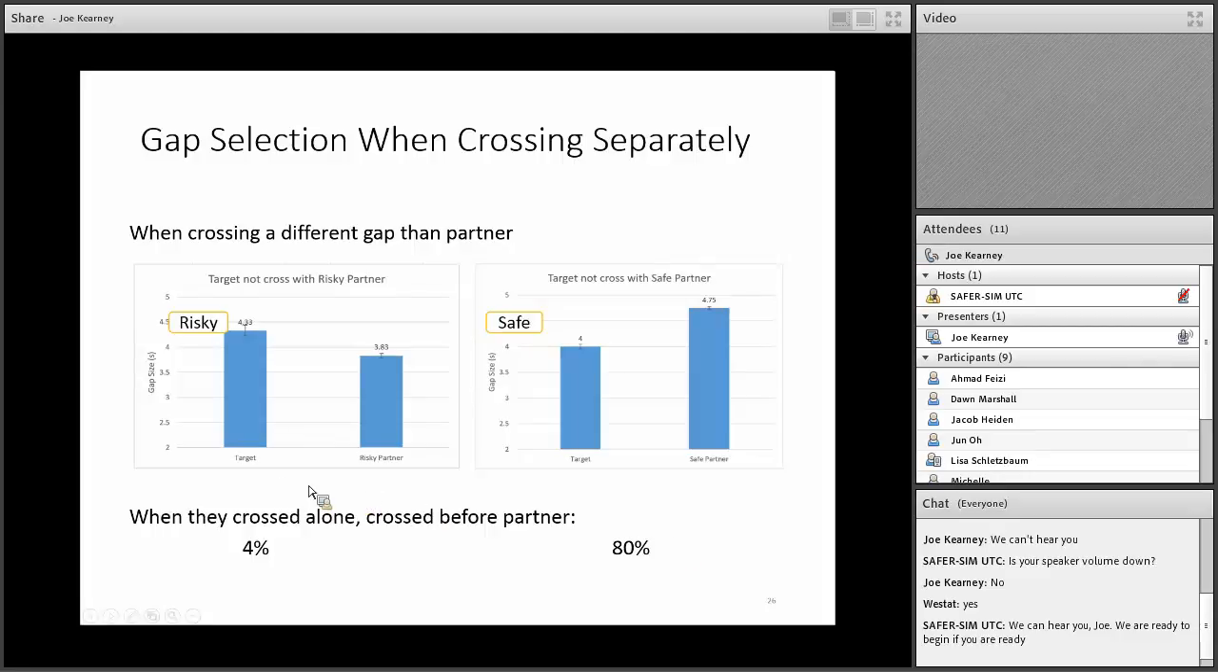And so you can see here the difference in the average gap size that resulted. So in the risky peer condition, the targets had an average gap size of 4.33 seconds, while the risky peer had 3.83. They crossed before the target did, sorry. In the safe peer condition, the safe peer crossed a gap of 4.75 seconds. The target crossed first and took an average gap of 4 seconds.